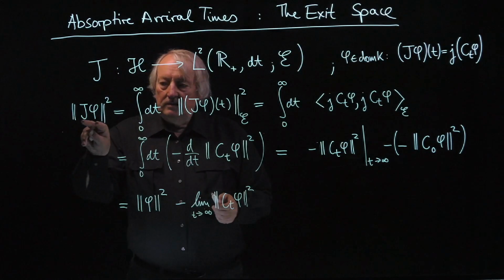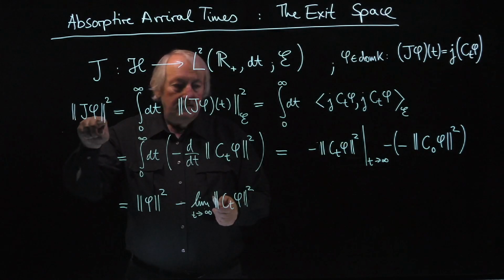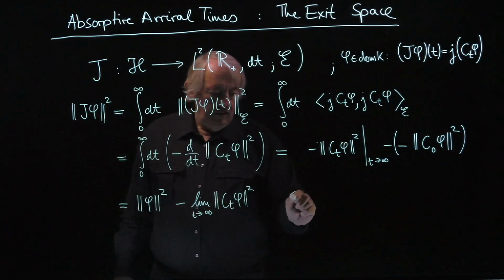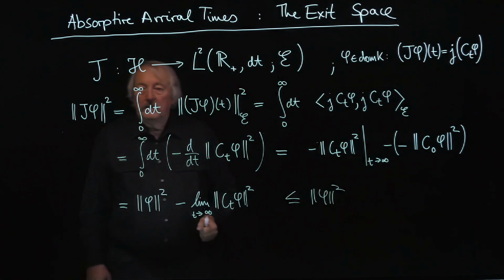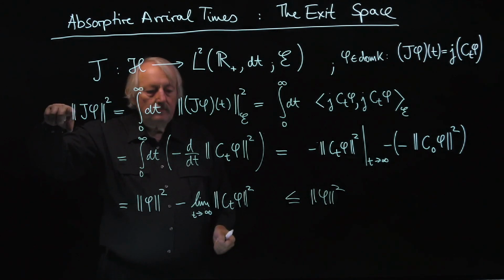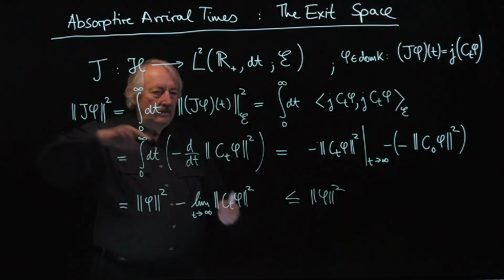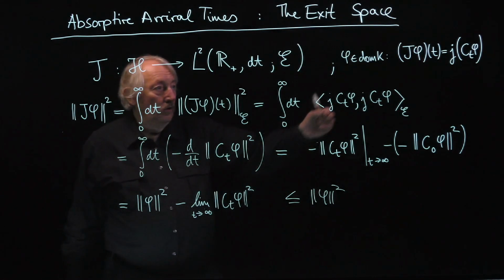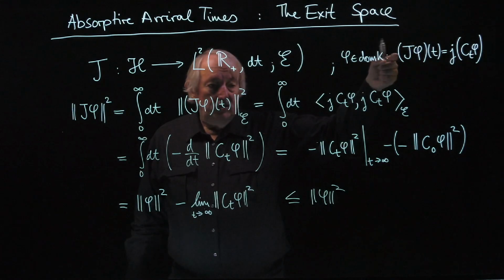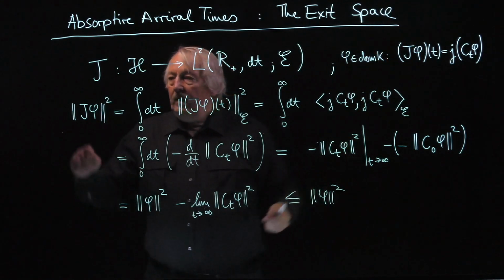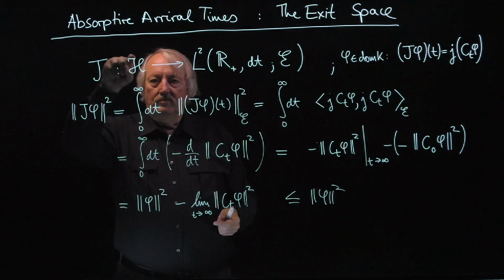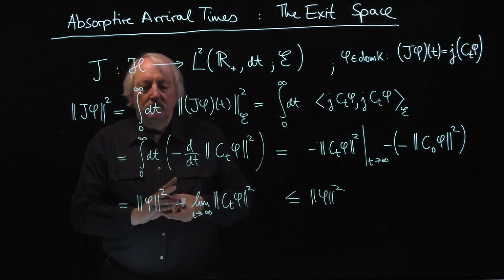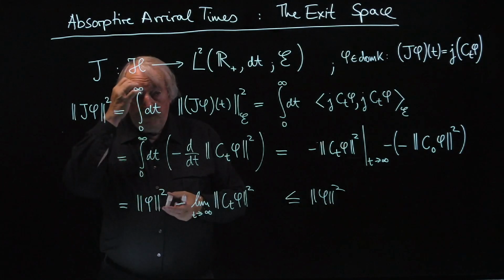Now that means that J is a densely defined bounded operator. So this is less than the norm of phi squared. It is a contraction itself, and therefore has a continuous extension to the whole Hilbert space. So although we define it initially just on this domain, it extends to the whole Hilbert space. This is why this notation is justified. It's an operator defined on the whole space.